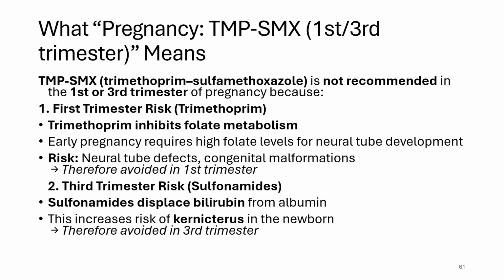Trimethoprim inhibits folate metabolism, and folate is critical early in pregnancy for neural tube development. Because of this, first trimester exposure increases the risk of neural tube defects and congenital malformations. So trimethoprim-sulfamethoxazole has to be avoided in early pregnancy.